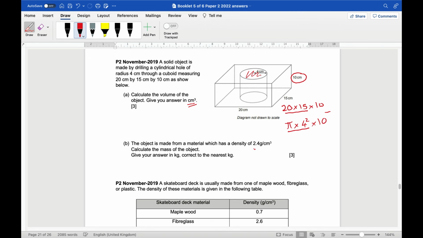And then I'm given the density again, so the mass is the volume from part A times the density, because of D. I should have written those the other way around, shouldn't I? D times V, same thing, okay? And again, your answer will be in grams, because of the units there, but it wants it in kilograms. So you need to divide by 1,000 and give it to the nearest kilogram.